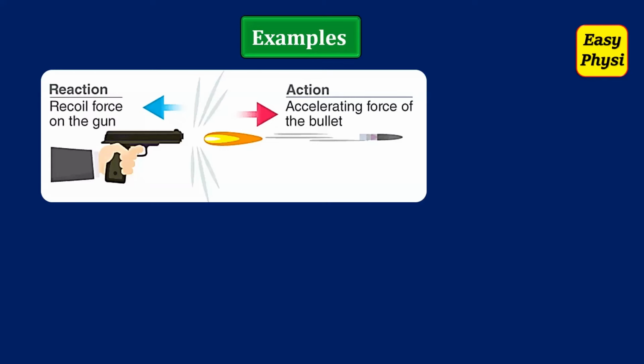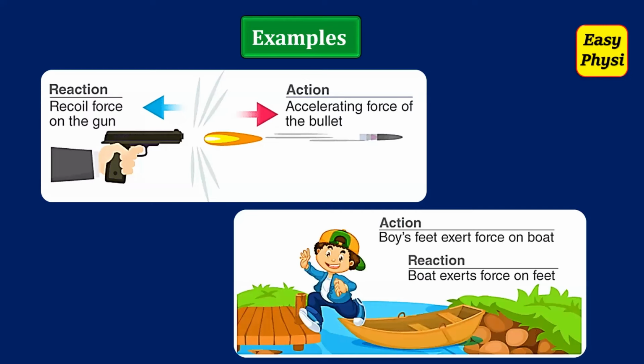Examples are: when the bullet is fired, the bullet moves forward and the gun moves backward. One more example is when a boy pushes the boat backward and the boat pushes the boy forward. These are examples of action and reaction.